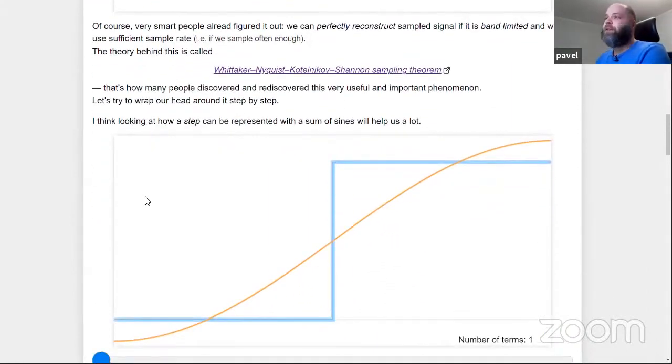To address this, we have a theory called the Whittaker, Nyquist, Kotelnikov, Shannon sampling theorem. This is of 4 people. That's how many people discovered and rediscovered this theory. And I think that to understand this theory, first looking at the so-called Fourier series will help us.